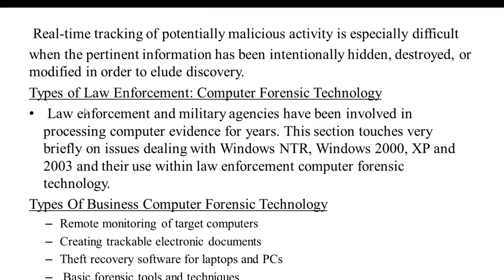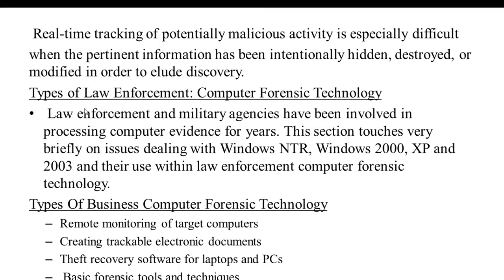The next one is types of law enforcement computer forensic technology. Law enforcement and military agencies have been involved in processing computer evidence for years. This section touches very briefly on issues dealing with Windows NT, Windows 2000, XP and 2003 and their use within law enforcement computer forensics technologies. It does not cover the use of black box computer forensic software tools. These tools are good for some basic investigation tasks, but they do not offer a complete computer forensic solution.